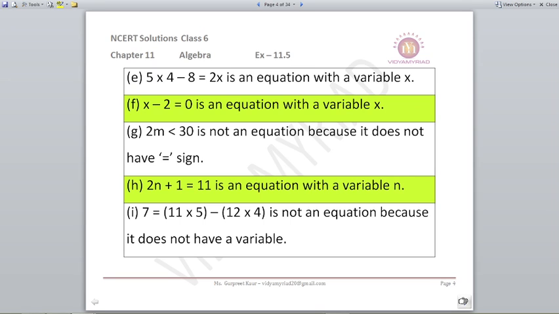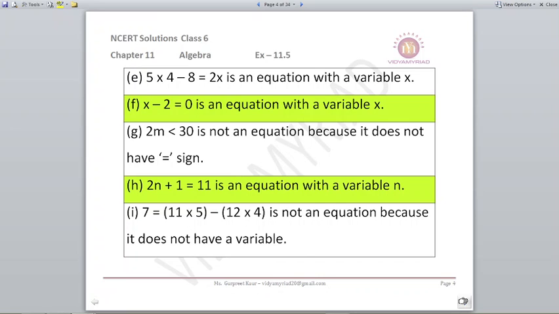E part, 5 into 4 minus 8 is equal to 2x. Now there is a left hand side, there is a right hand side, there is an equal to sign, there are numbers also, there is a variable also. So all the conditions are satisfied. So we will say that it is an equation with a variable x. F part, x minus 2 is equal to 0. It satisfies all the criteria and it has a variable x.